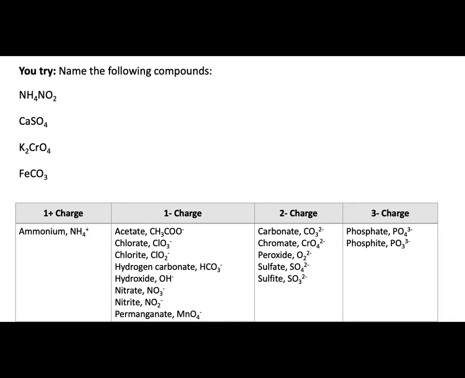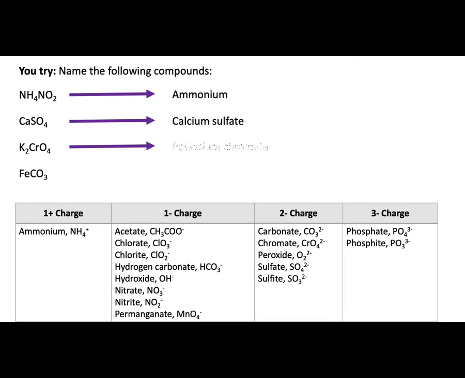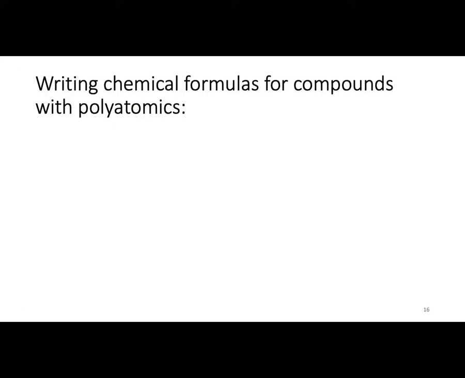Okay, how did you do? Let's have a look. NH4NO2 is ammonium. Oh, sorry, that should say ammonium nitrite. CaSO4 is calcium sulfate. K2CrO4 is potassium chromate. And FeCO3 is iron 2 carbonate. That's the mistake I made before. That's iron 2 carbonate. Okay, so those are names.